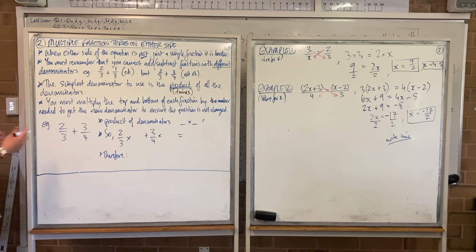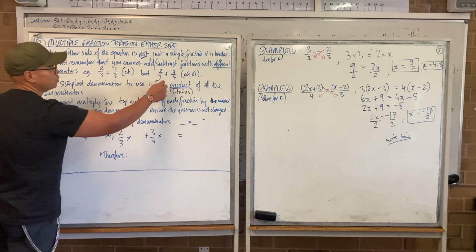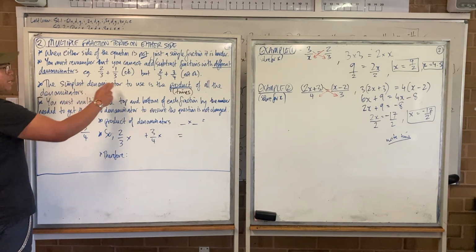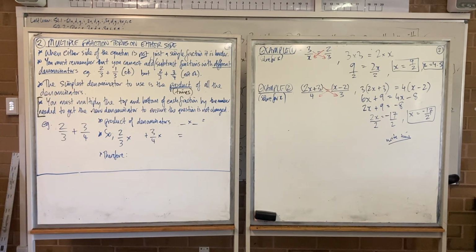So what do I mean by that? This sounds weird, but when I show you what I mean, it's not too bad. We just said that we can't do 2/3 plus 3/4. Not okay. Why? They have different denominators. But what's the simplest denominator to use? The product of both the denominators. What's the product of 3 and 4? 12. Good. The best denominator to use here is going to be 12.